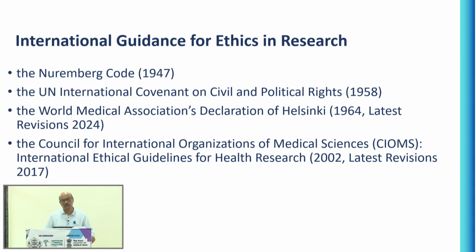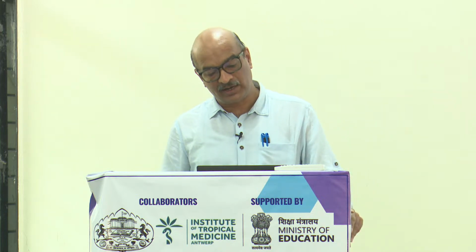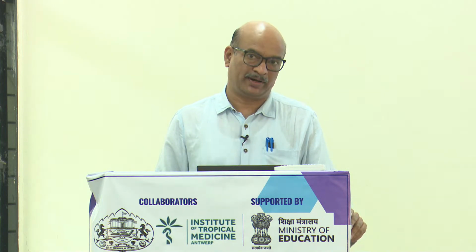Once you draft the guidelines, what we observed is that all of these guidelines have an evolving nature. For example, also we are finding the Council for International Organizations of Medical Sciences, CIOMS guidelines as they are famously called. This is the agency which comes up with international ethical guidelines for health research. In 2002 they first drafted it. There were several revisions and the latest revisions are in 2017.